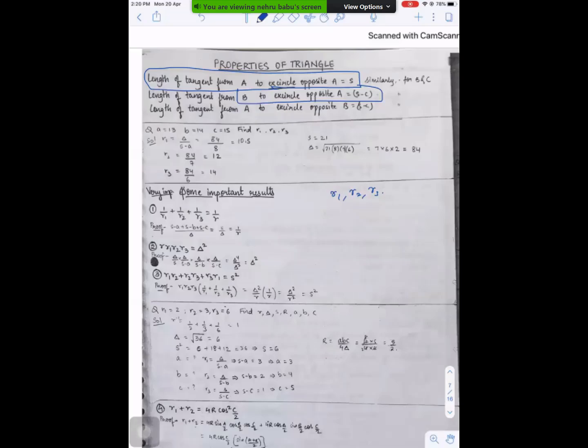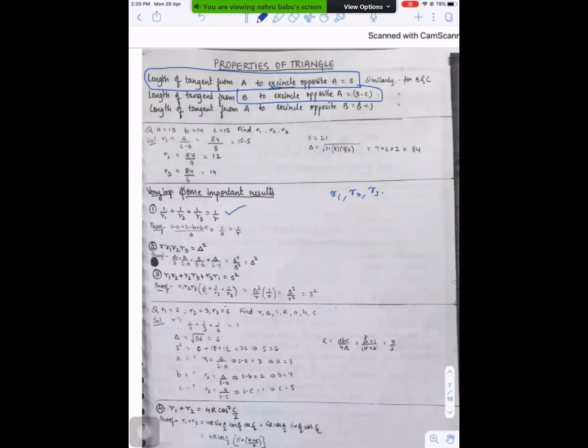Here, if you take any triangle and you know the sides a, b, c, we can find every result. That means you can find angles, inradius, circumradius, area, exradii, everything. In the same way, if you know R1, R2, R3 also, you can find every result. How you can find every result is that all these formulas you have to remember. You see R1, R2, R3, all are very important here.